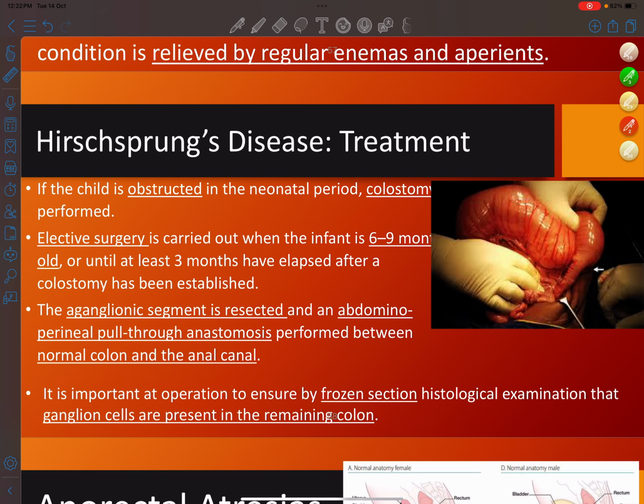Usually by resecting the aganglionic segment and abdominoperineal pull-through, with anastomosis between the normal part of the colon and the anal canal. During operation, we should take further sections from the parts we think are completely healthy to make sure they are healthy for doing the anastomosis.